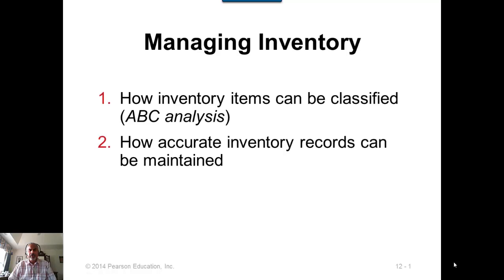In this video, we're going to look at managing inventory, and there are two concepts that we're going to discuss. One is called ABC analysis, and the other is cycle counting or accuracy of inventory records. Now, ABC analysis is based on the principle that not all inventory items are equal.